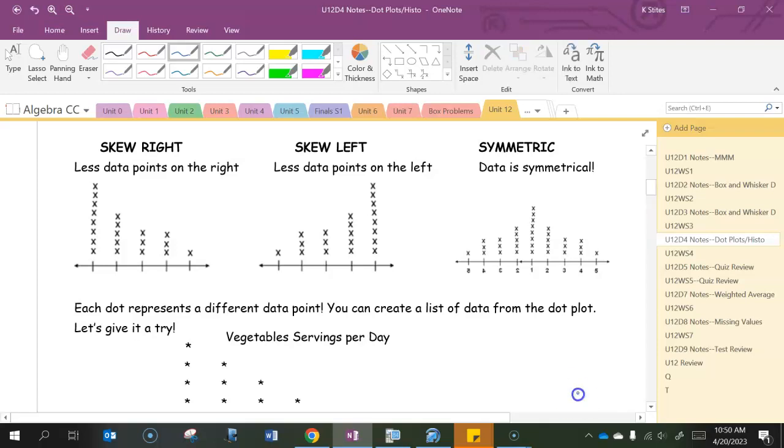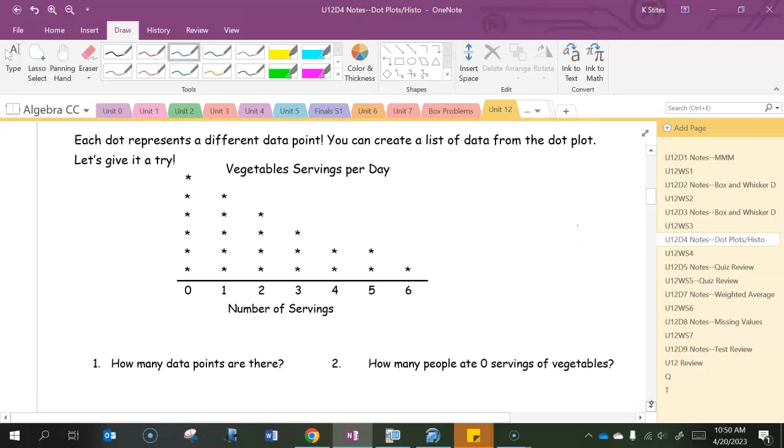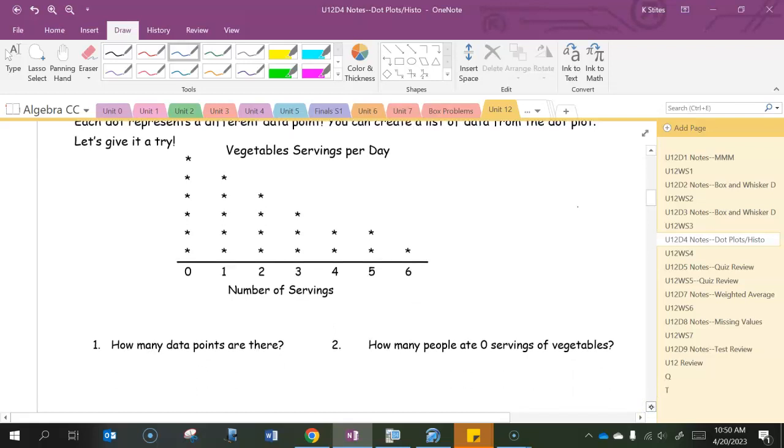Okay, so in a dot plot, each dot represents a different data point, and you can create a list of data from the dot plot if you would like. But I think most of the time it's just easier to go from the dot plot. So how many data points are there? Let's go ahead and count. We're just going to count the stars.